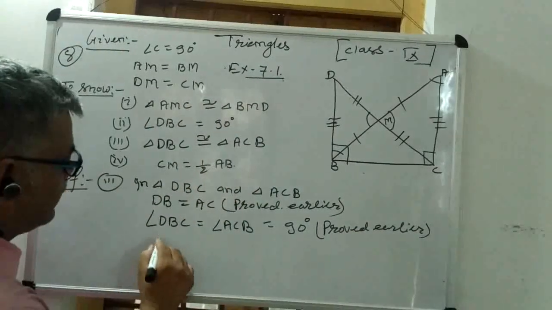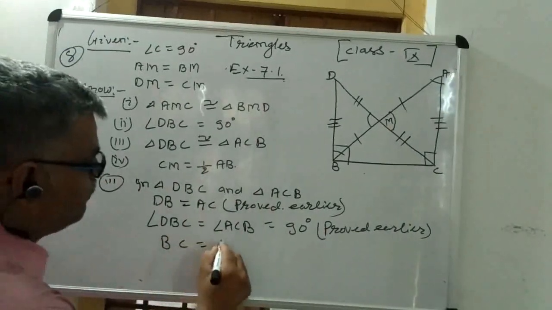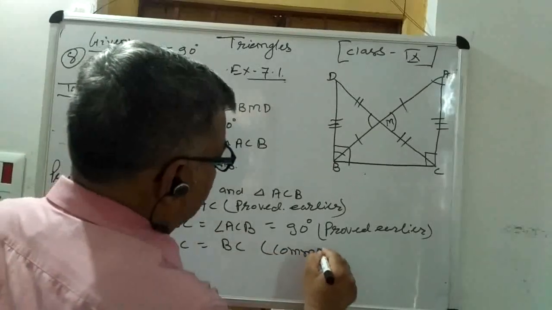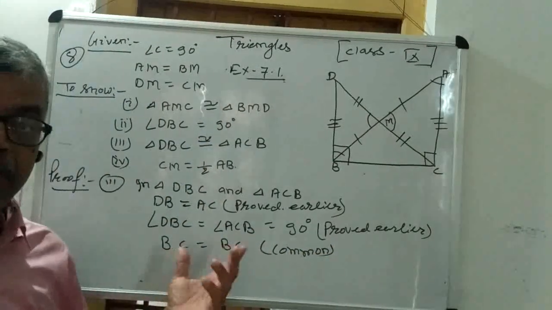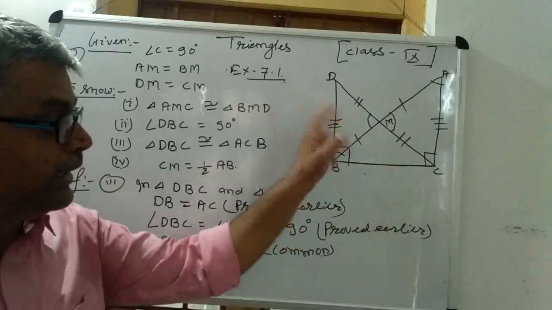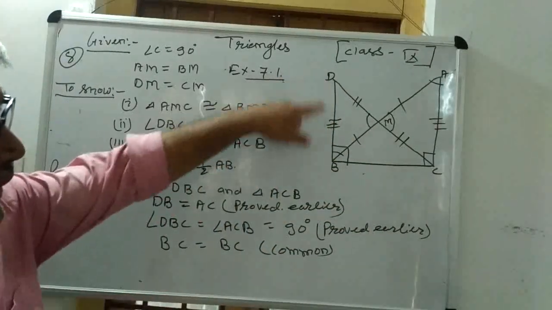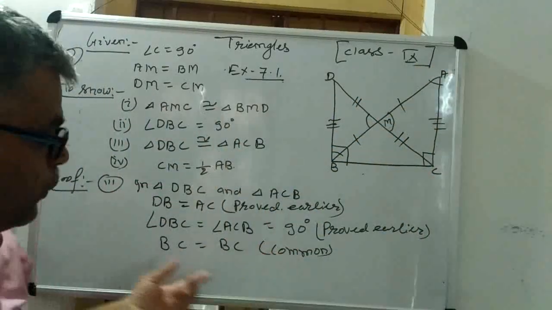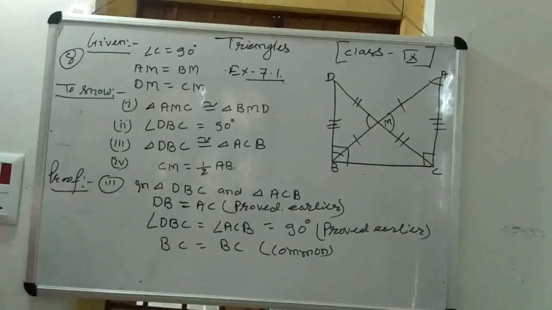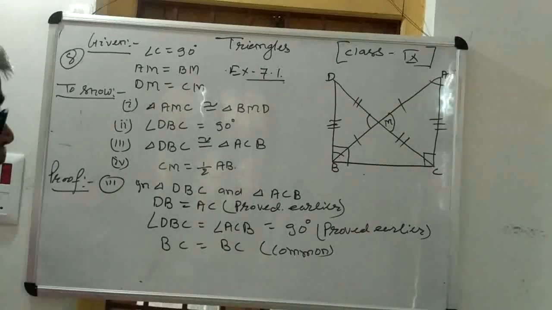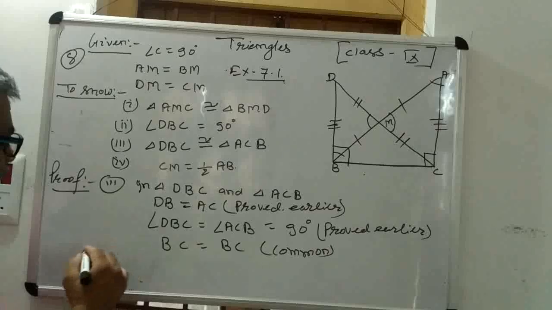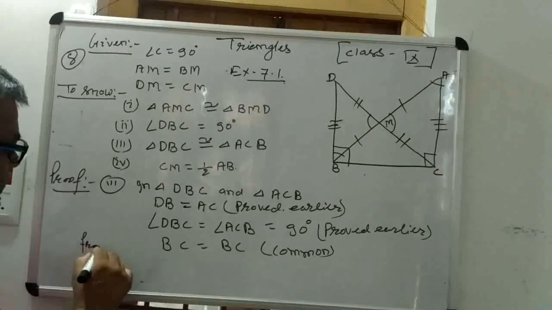And now the third part is BC equals BC, which is common to both triangles. So that will be equal. BC equals BC is common in both triangles, in triangle DBC as well as in triangle ACB. So BC equals BC. Now from the SAS condition, you may apply SAS.